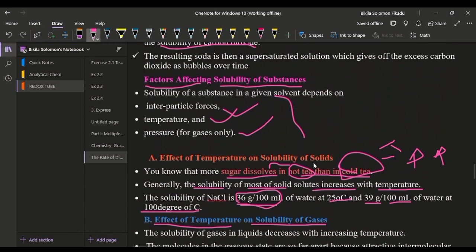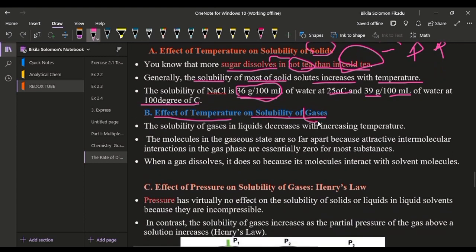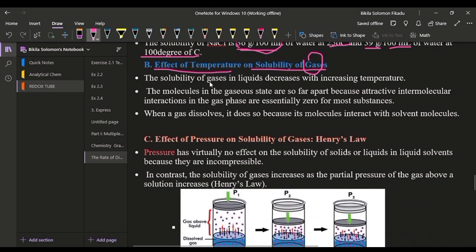This one is at what? The previous one is at solid. Here it is at gas. So the solubility of gases in liquids decreases with increasing temperature. So solubility of gas in liquid is what? Decrease with what? Increasing temperature.